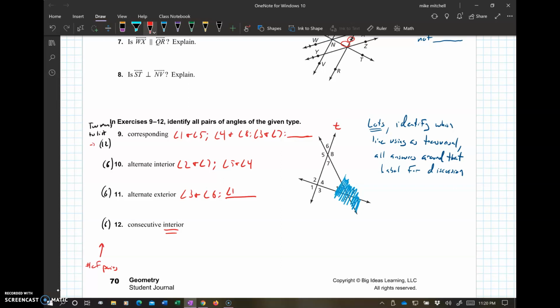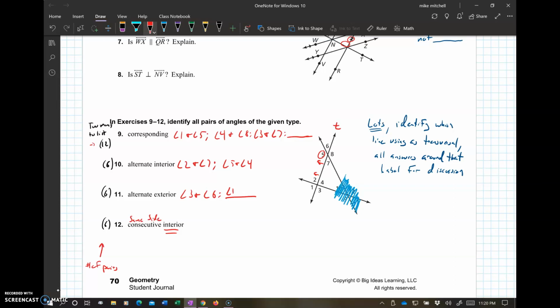I'm going to look at my interior. Consecutive, they're on the same side of the transversal. So if I've got angle 5, it's got to stay on this side. Consecutive are on the same side of the interior. So again, remember that same side.